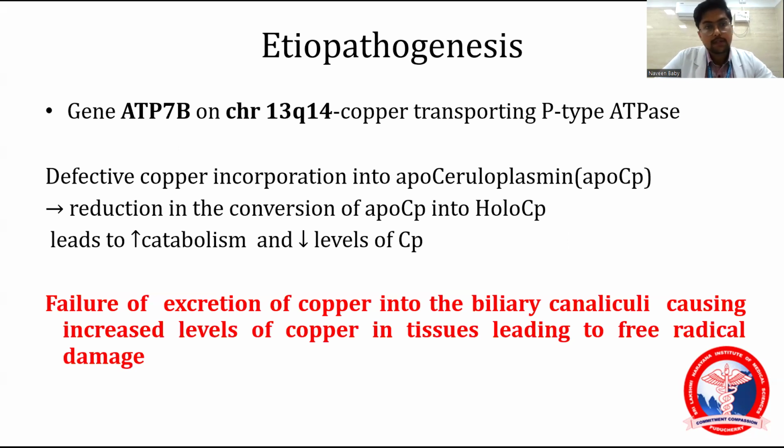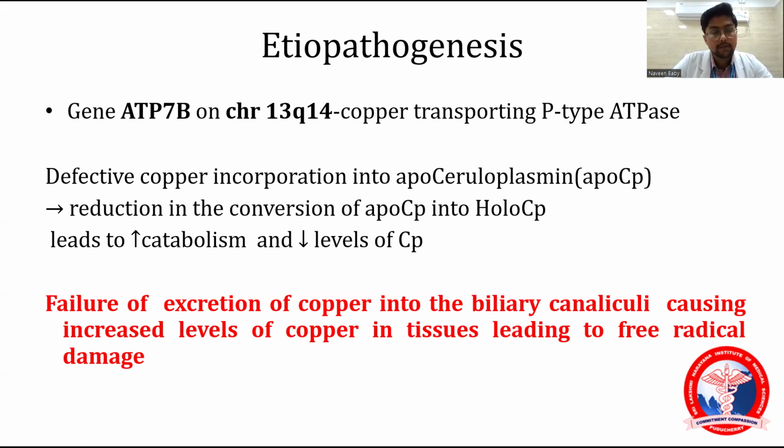If we go into the pathogenesis, the ATP7B gene is located on the chromosome. So if I can just move this thing, it will be much more clear. Yes. So here it's on chromosome 13q14, and any mutations involving chromosome 13q14 will produce this Wilson's disease.